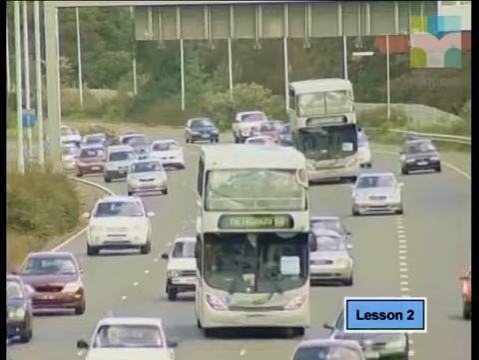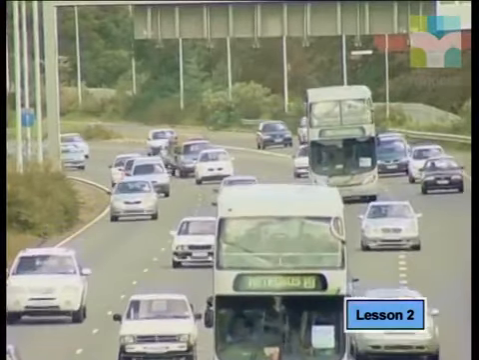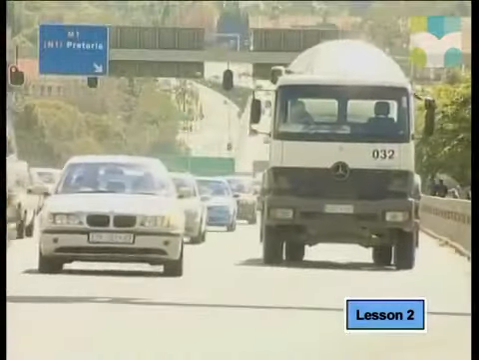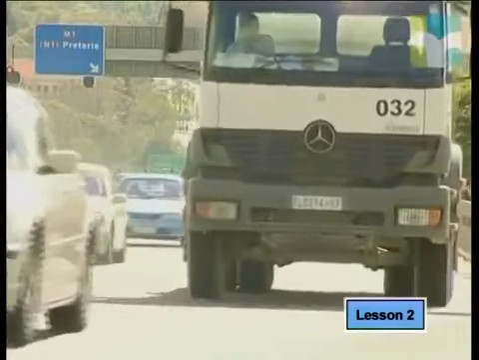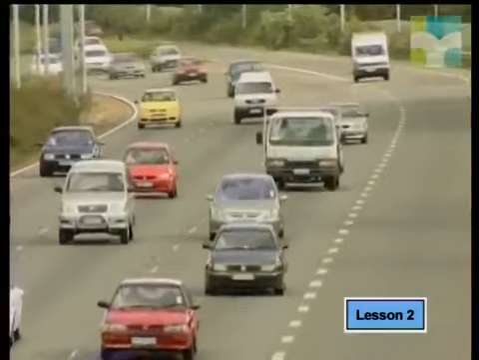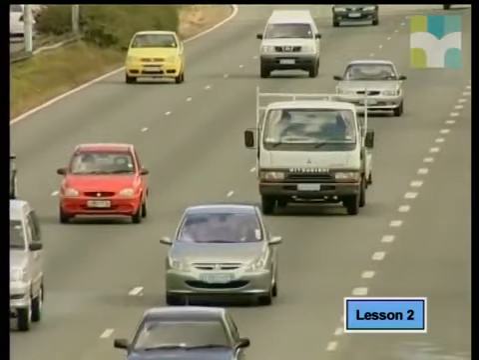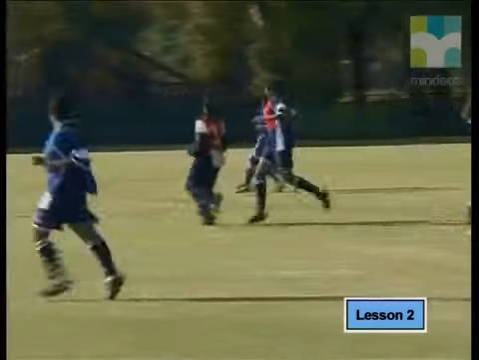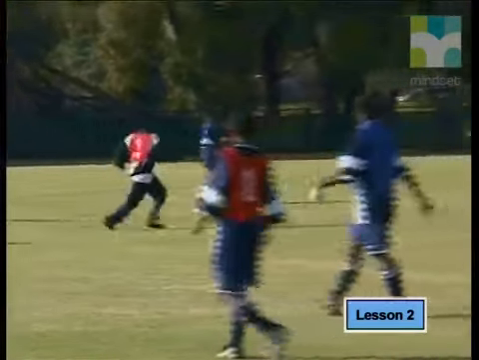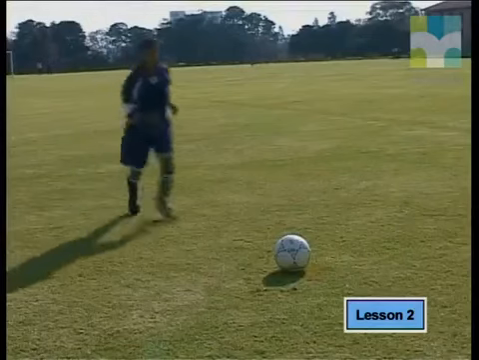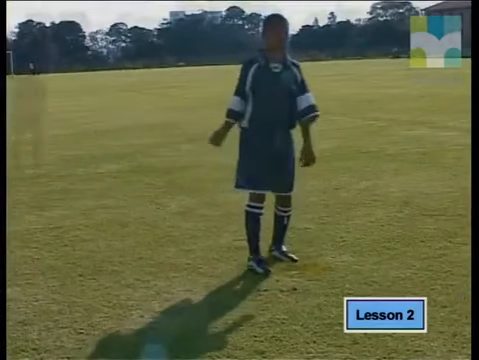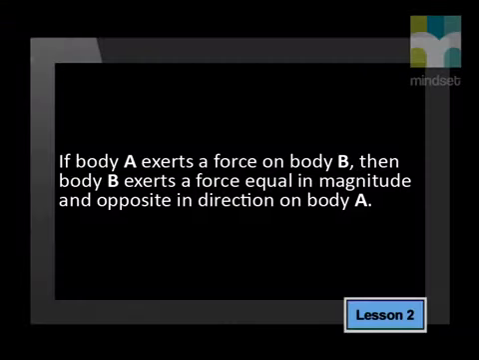Highways carry dense traffic from early in the morning right into the late evening. Huge transport trucks thunder along the roads alongside smaller passenger cars. Which of these vehicles requires a greater force to bring it to a standstill in 10 seconds? The truck or the passenger car? Which shot at the goal would be easier for the goalie to stop in 1 second? A slow-moving ball or B exerts a force equal in magnitude and opposite in direction on body A.